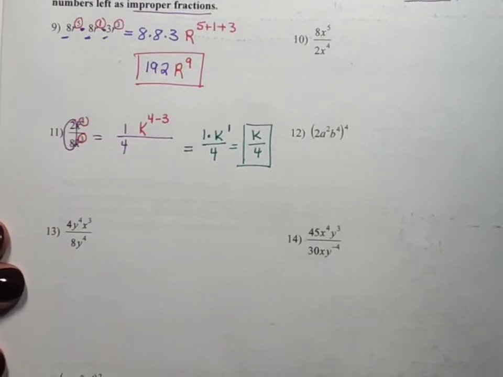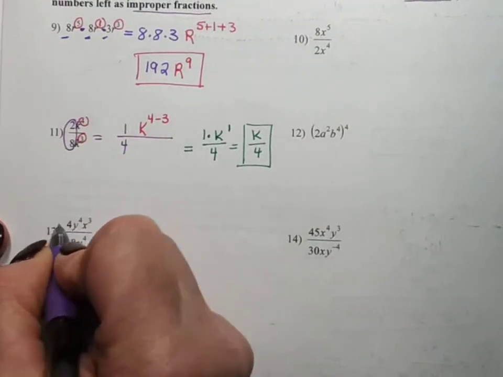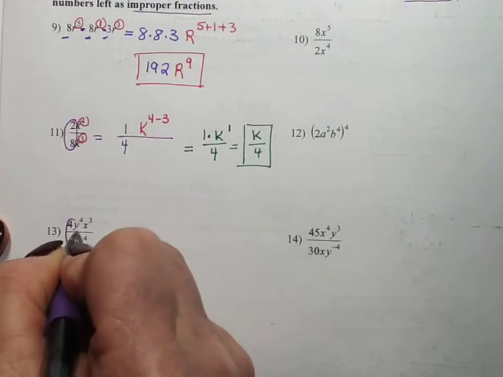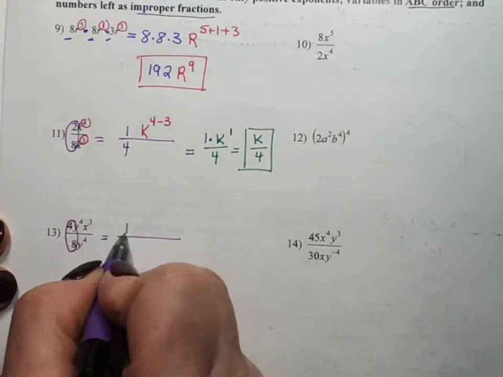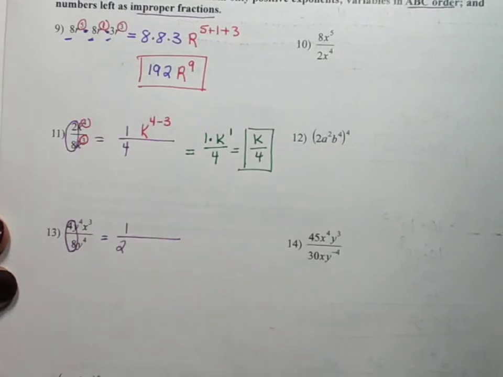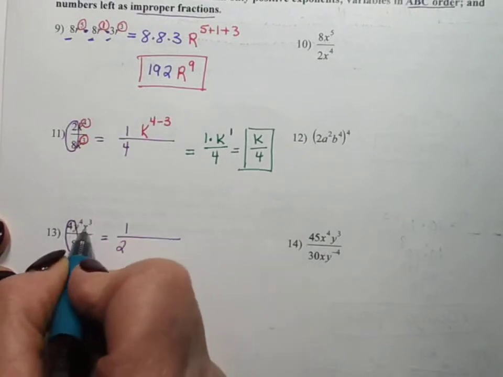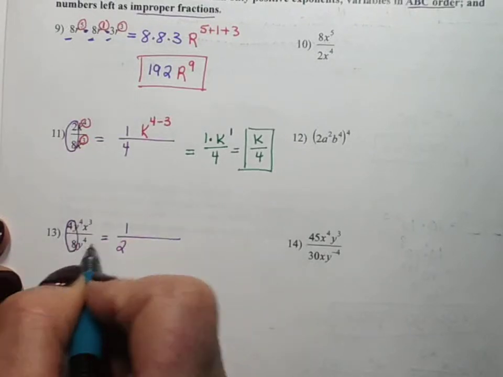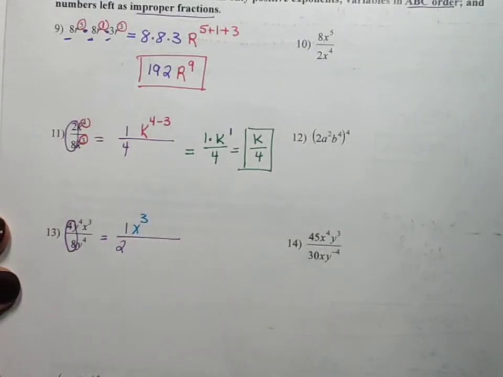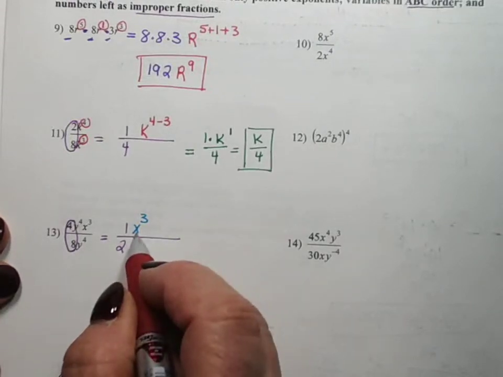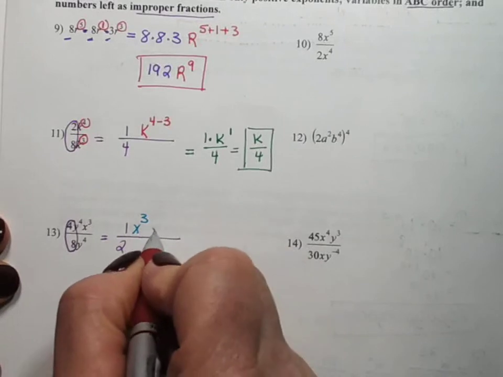Number 13. We have our numbers. 4/8 is 1/2. We have our variable x to the third. That's all we have for x to the third. We want to do these in order of the variables as far as alphabetical. So x comes before y.